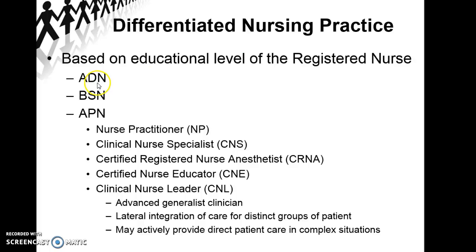There's the ADN nurse, that's your tech school nurse. There's the BSN nurse, that's what you guys are going to be at the end of December, and the advanced practice nurse. There's the nurse practitioner, the CNS. All of these roles require more training than what you're getting currently. You don't have to understand each of these roles. You just need to understand that these roles require more education than the BSN, and then you're an expert in your field.